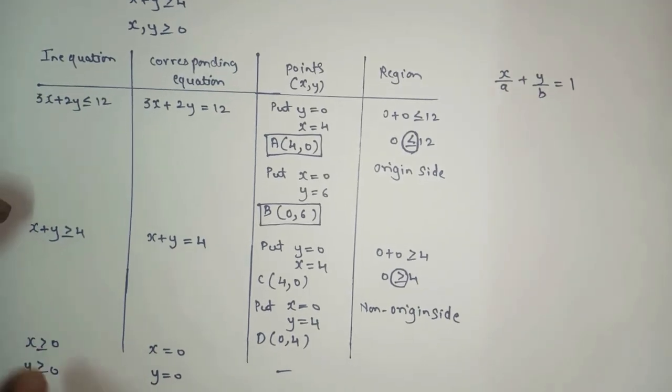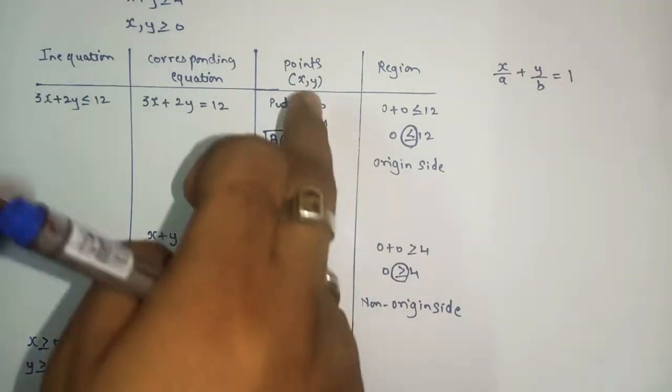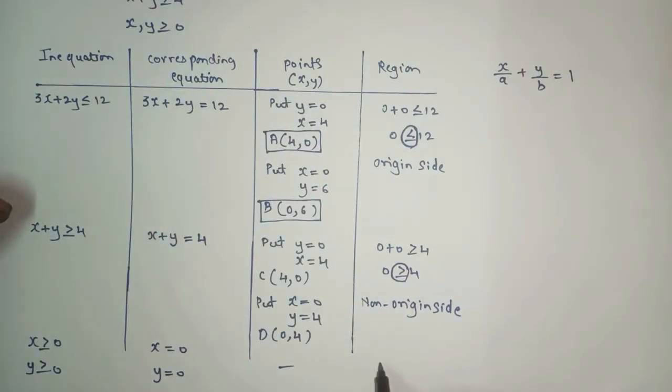So here, what about x greater than 0 and y greater than 0? That means the values of x and y will be positive, and all the points will lie where? They will lie in the first quadrant.